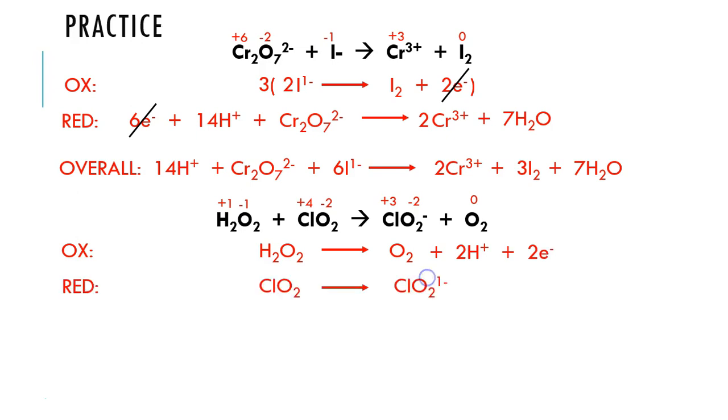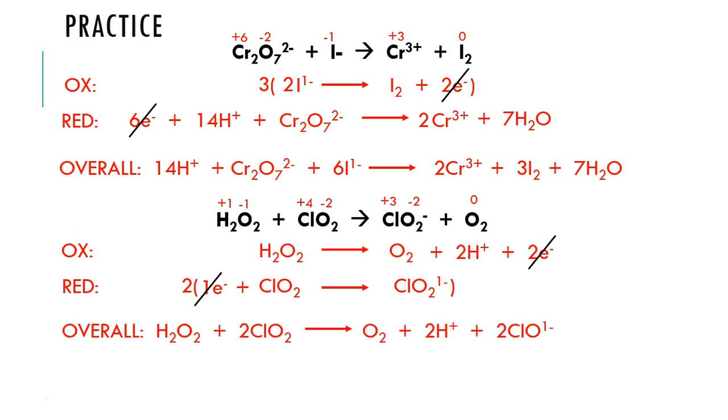And for the reduction half reaction, we have chlorine dioxide going into the chlorite ion, excuse me. So chlorine is already balanced, oxygen is already balanced, so all we have to do is balance the charge. Now we will double the reduction half reaction in order to equalize the number of electrons. When we do that, the electrons will cancel, and the overall reaction becomes this. So if you didn't get this, go back to the beginning of the slide and try again.